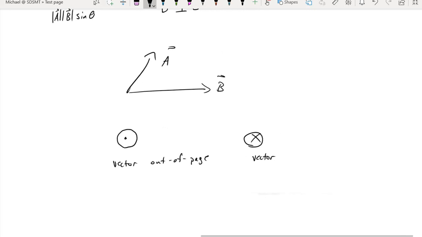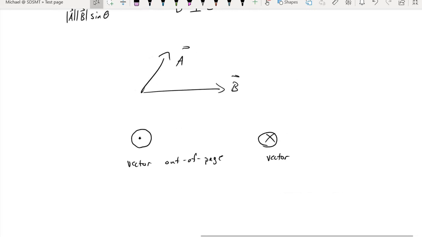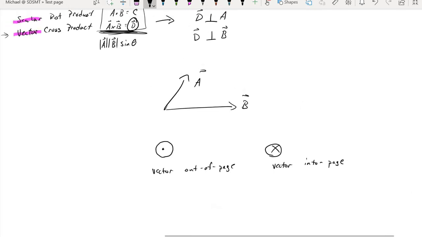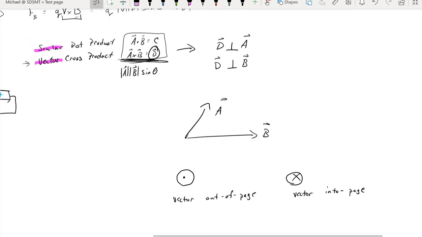And that will indicate to us and everyone else that looks at our work that this is a vector that is going into the page. Well, which one is it? When I take the cross product of these two vectors, do I make a vector that goes into the page or out of the page?